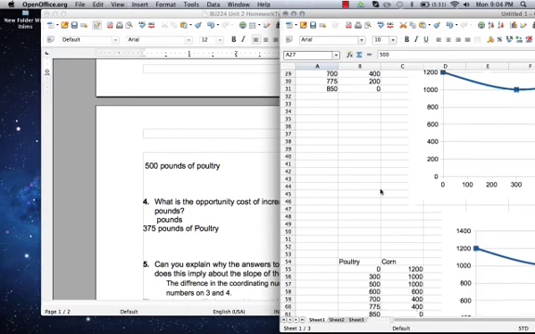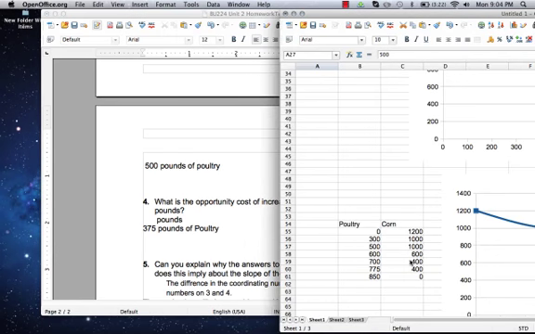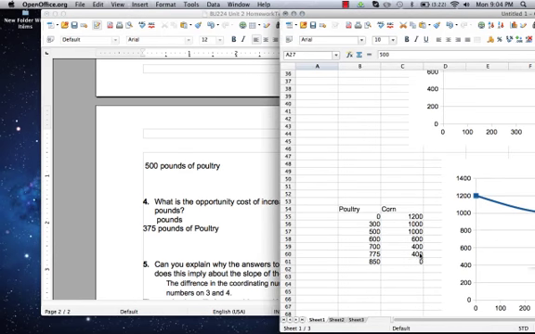Same thing with the cost of increasing the annual output of corn from 200 to 400. Down here, 400 minus 775, because we did change that from 200 to 400, and we'd end up with 375.